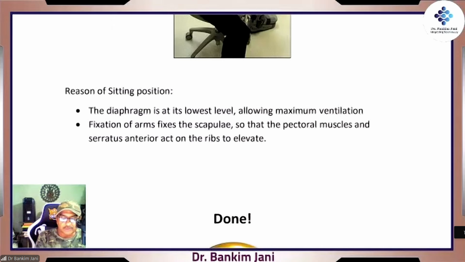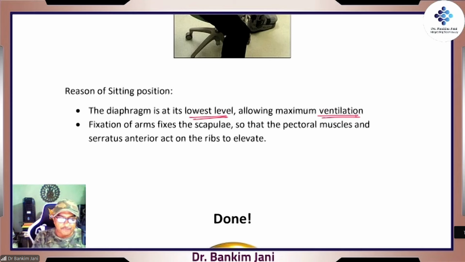In the sitting position, the diaphragm is at its lowest level. When the diaphragm is at its lowest level, there would be the maximum ventilation, because the diaphragm is low, so there is more space. As he is asthmatic, the bronchi are narrowed. So whatever air is coming in, it gives more oxygen.